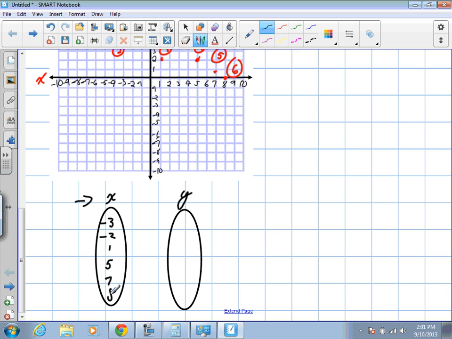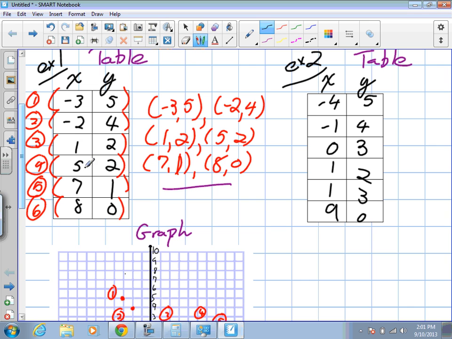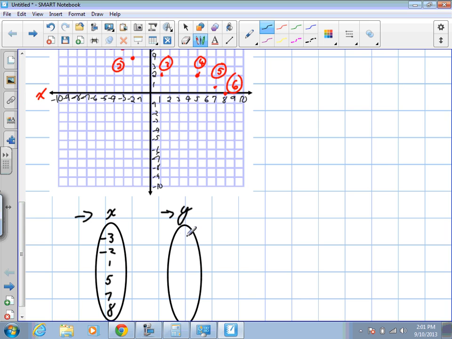My y coordinates, I'm going to take a look at those. So this is where we're starting to separate coordinates. We put all the x's in a column. Now we're going to put all our y's in a column. In a table, we write how they relate to each other. But if you notice our y's, we have 5, 4, 2, 1, and 0. I'm not going to write the number 2 twice. I'm just going to write it once. 5, 4, 2, 1, 0.